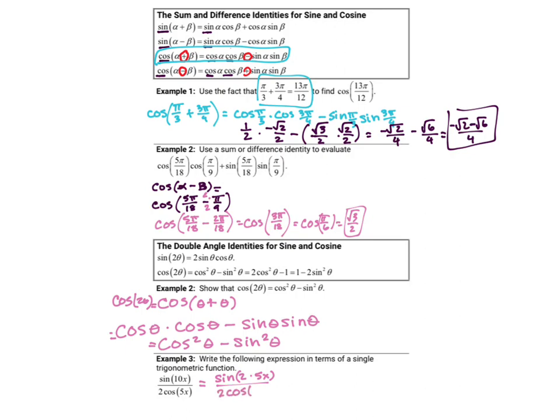And the only way you know to do that is because you can see your angle in the bottom is 5x. So now if we go back up here to our double angle identities, you see that sine of 2 theta is equal to 2 sine theta cosine theta. Are you seeing it? So instead of sine of 2 times 5x, we can call that 2 sine of 5x times cosine of 5x.